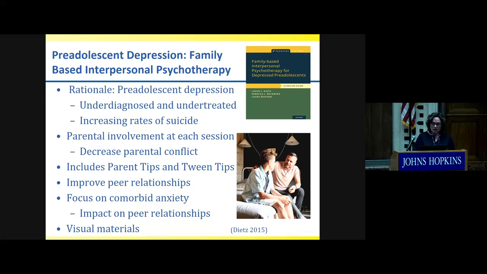So in a randomized control trial comparing IPT family-based with child-centered therapy, which is a supportive non-directive therapy, the IPT group had a higher remission rate, 66% compared to 30%, a decrease in depressive symptoms, significant reduction in anxiety, and the IPT group had greater changes in peer and social impairment.